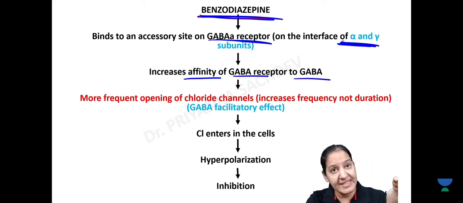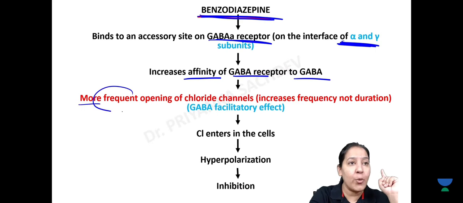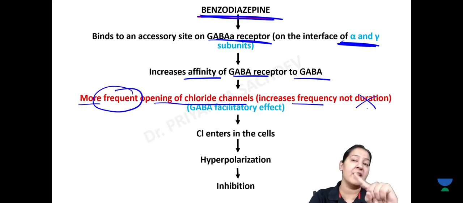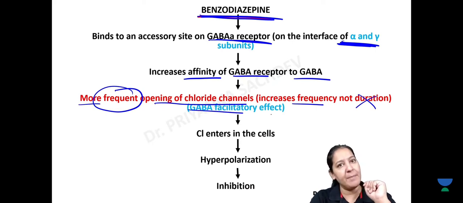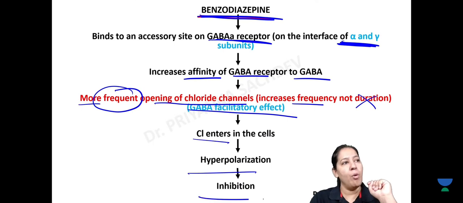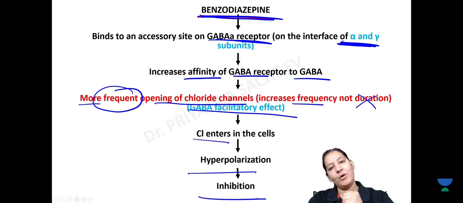How will it increase the affinity? By increasing the frequency of chloride channel opening. It increases the frequency, not the duration, in contrast to barbiturate. This is GABA facilitatory action. So more chloride will enter, more hyperpolarization, more inhibition, more sleep.